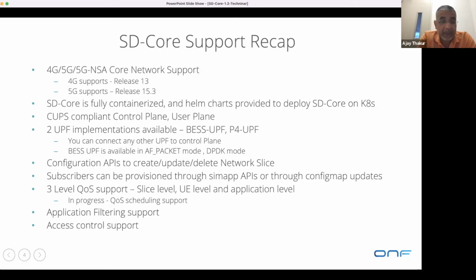We do support application filtering. That's a classic use case for private 5G, where you want to restrict users from accessing specific applications based on what slice they belong to. And the last one is access control. That means any unauthorized user shouldn't be able to access the 5G core. So this is the very high level support which exists in the 1.1 release.